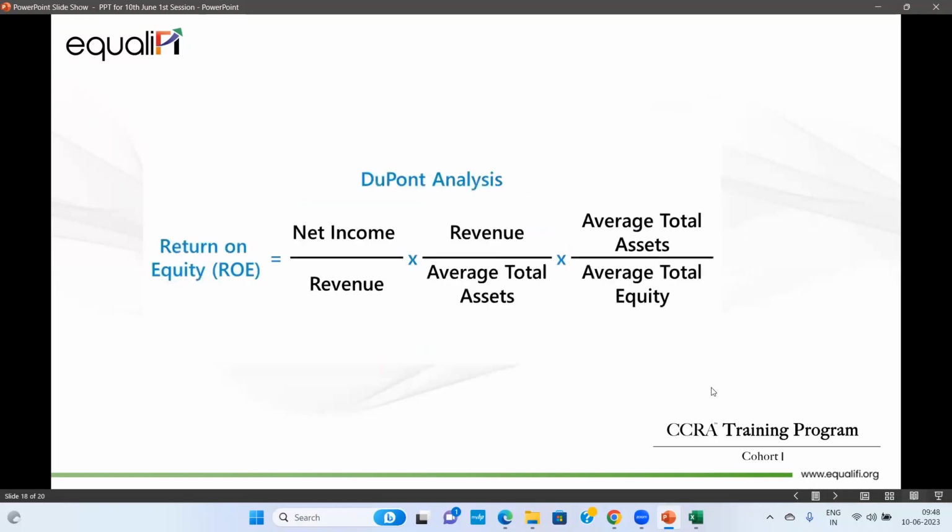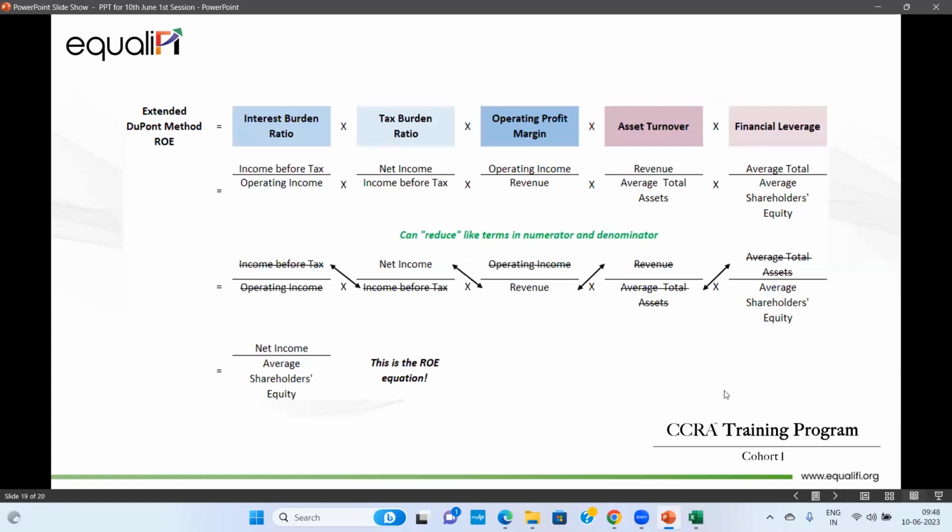This is return on equity based on Dupont. Net income by revenue is net profit margin. Revenue by average total assets is your asset turnover, and average total assets by average total equity is your equity multiplier, right? To make it more simple, there is an extended Dupont analysis. I'm going to show you this.